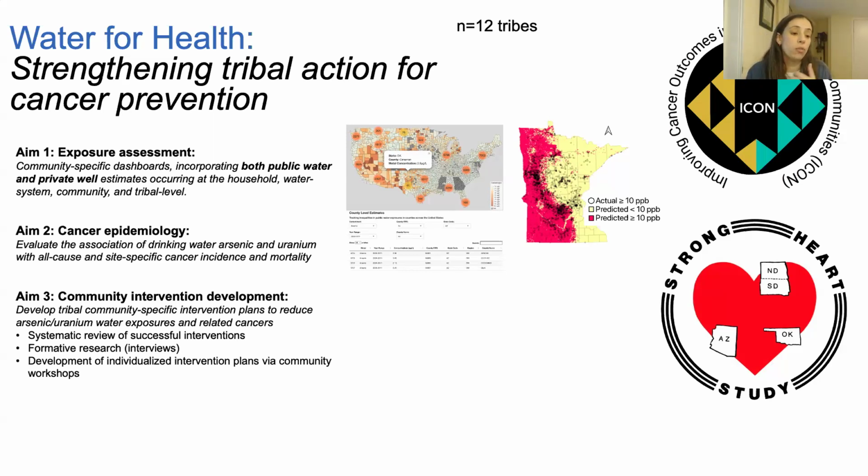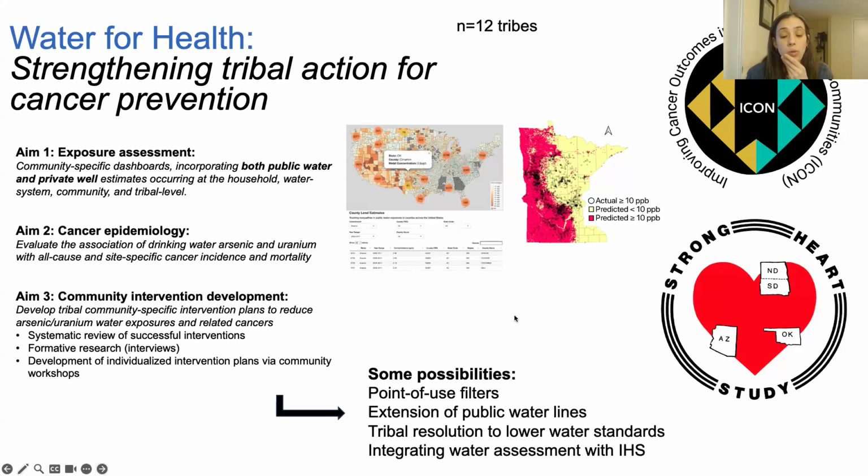We're currently doing formative research, so key informant interviews with decision makers across all 12 tribes, which is a massive effort just to get approvals and IRBs in place and communities excited and on board. And then later, in later years of the project, each of these 12 communities will be developing individualized intervention plans, in part via workshops and community forums.